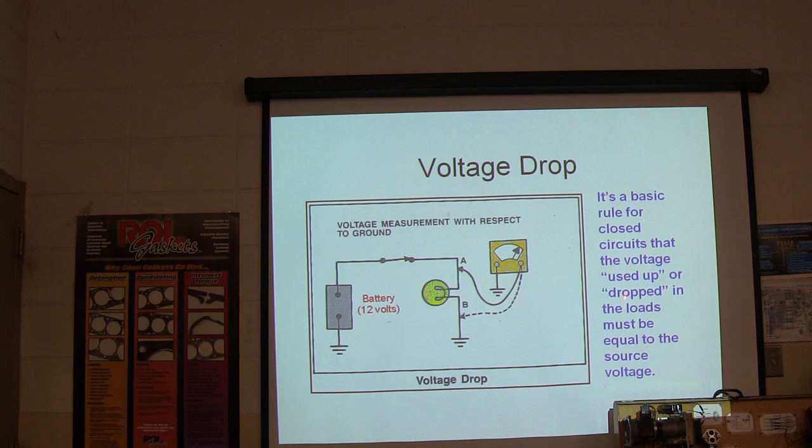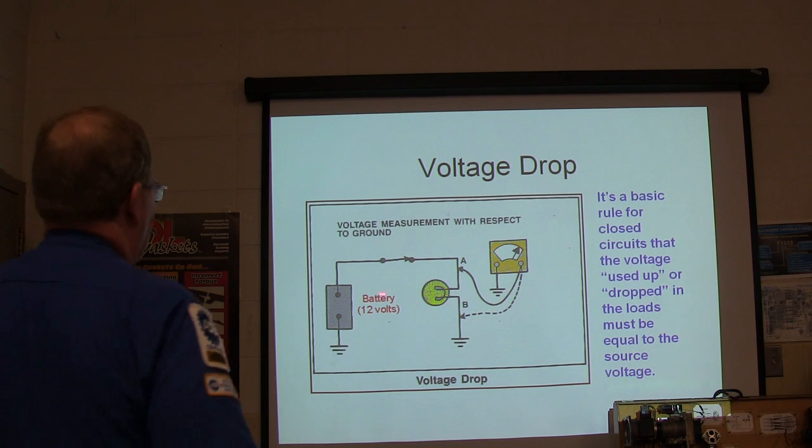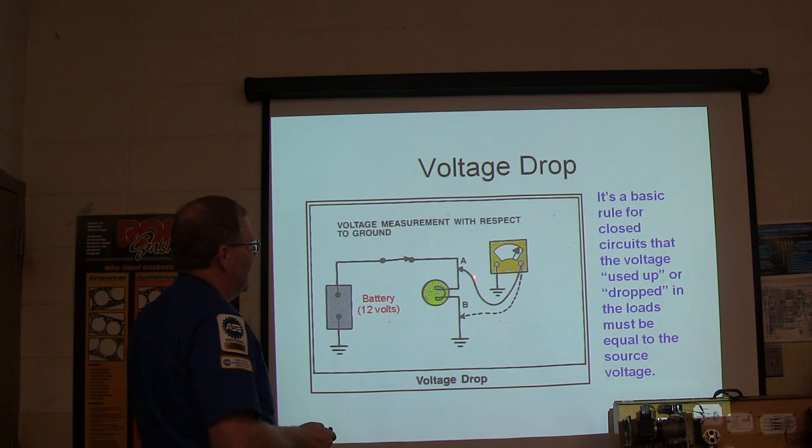The basic rule for closed circuits: the voltage used up is dropped. See that? You're dropping every bit of it right here. This is going to read 12 volts because you're dropping it all. Now, let me ask you this, what would be going on if this was 12 volts and I was only reading 8 volts?